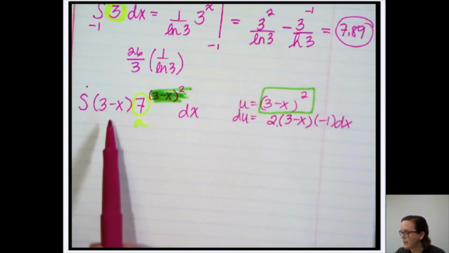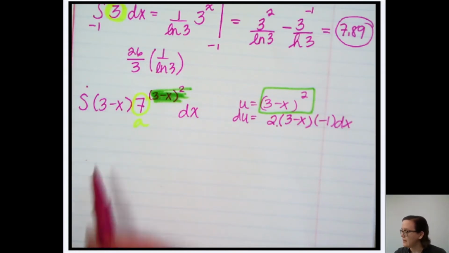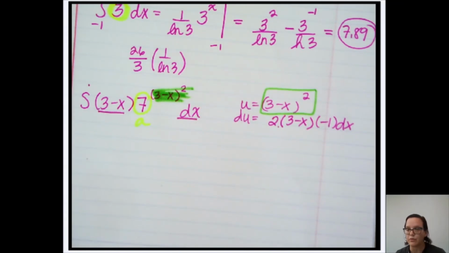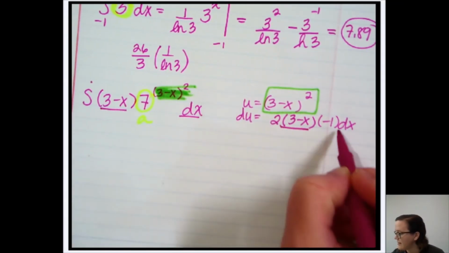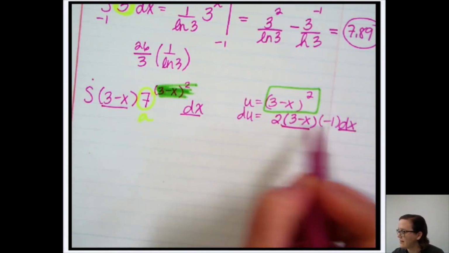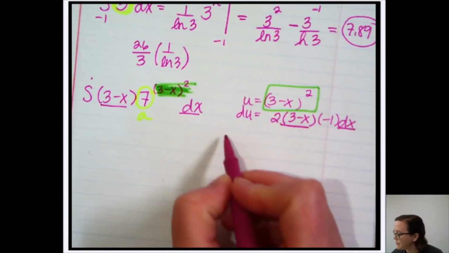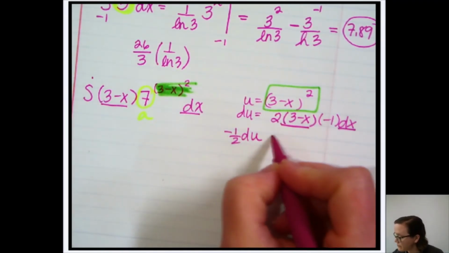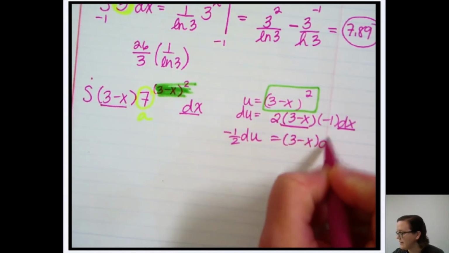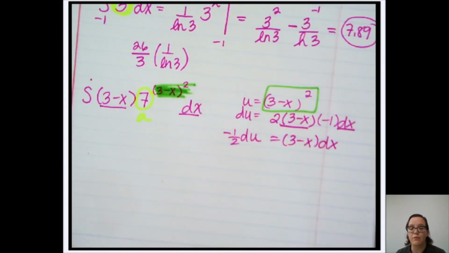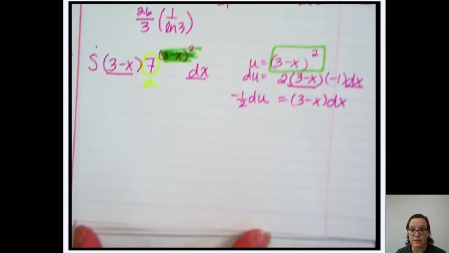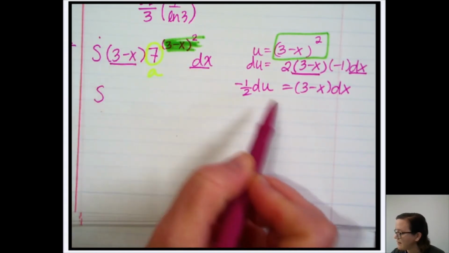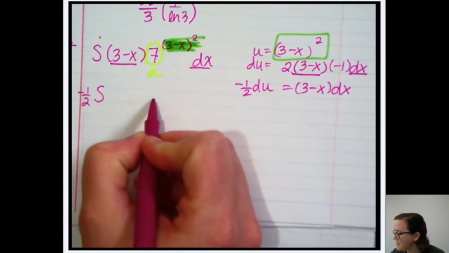And if we look over here, we need just a 3 minus x and a dx to be able to rewrite this in terms of u. So I need a 3 minus x and a dx left. That means I need to divide by this -2. So I get -1/2 du, or du over -2 is equal to (3 minus x) dx. That's what we have been doing recently. Now let's plug in here. So (3 minus x) dx is taking care of that -1/2 du.